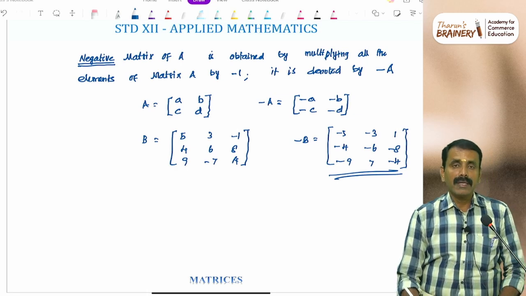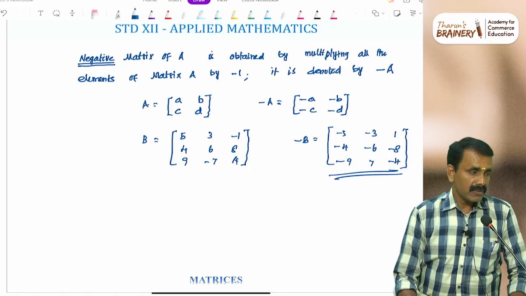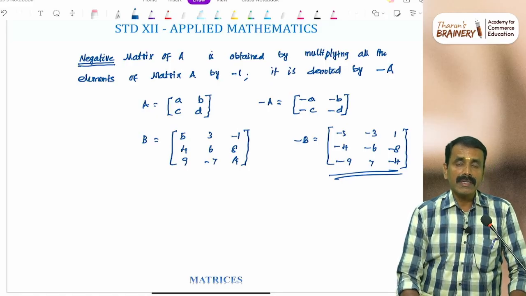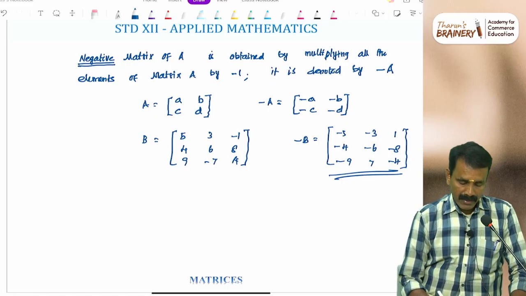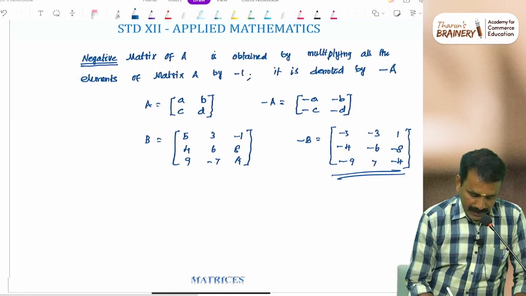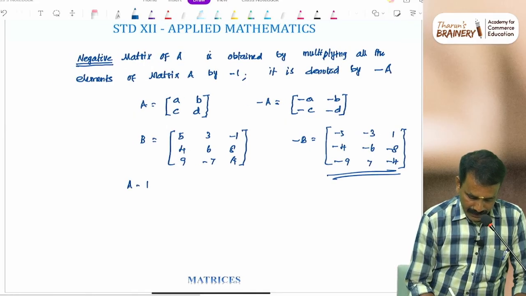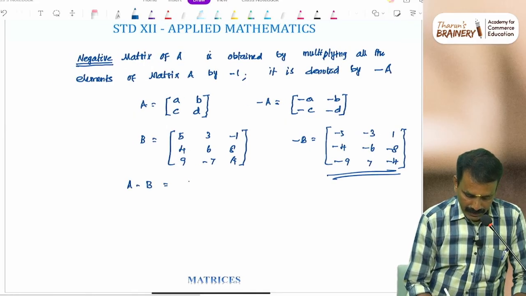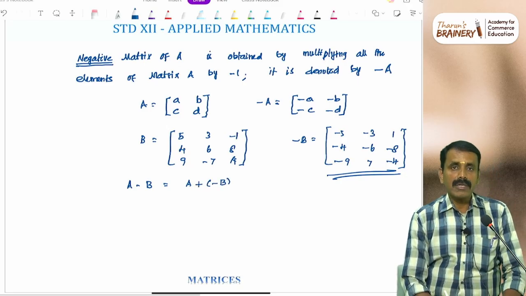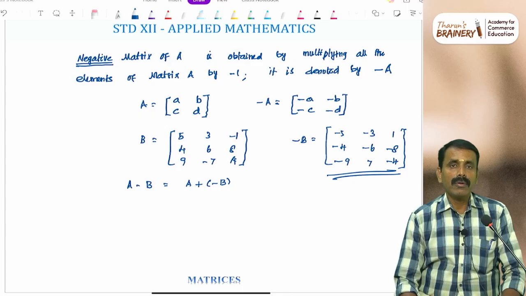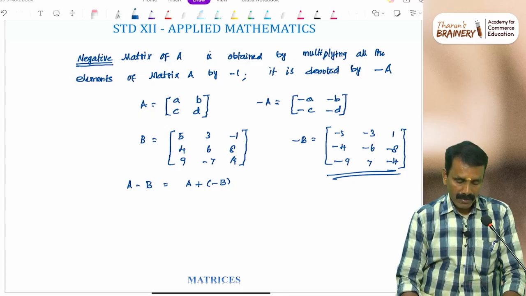Is it clear? And the negative matrix will be used in subtraction of matrices. Suppose I have A minus B, then it will be nothing but A added with the negative matrix of B. So, in this concept it is very useful to know about the negative matrix.